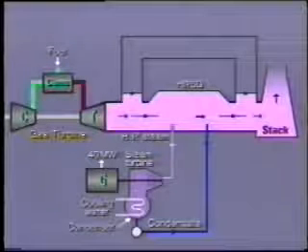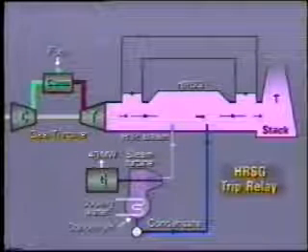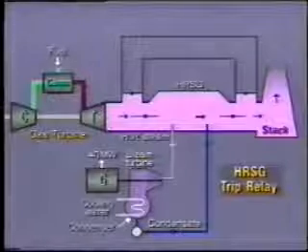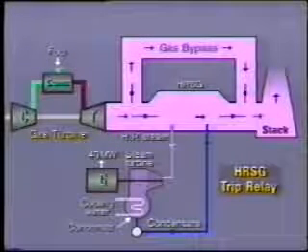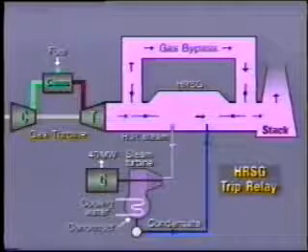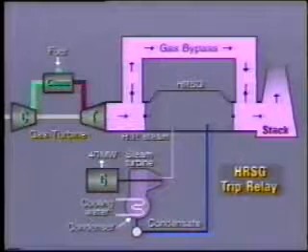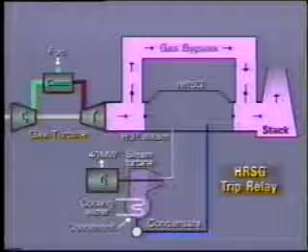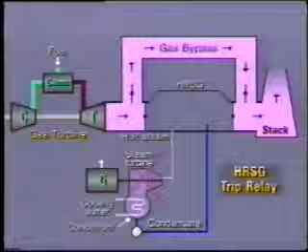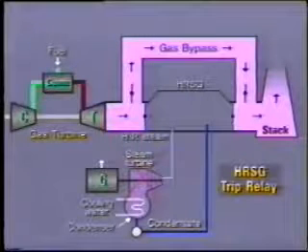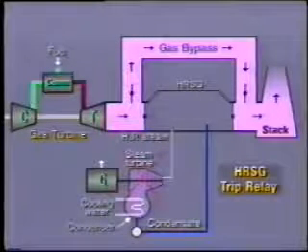Like all of our equipment, the HRSG will be tripped out of service if hazardous conditions arise. Operation of the HRSG trip relay performs the following functions: bypasses gas to the stack, closes the inlet gas damper so as to isolate the HRSG from the source of heat, trips the steam turbine in the case of a single HRSG feeding a single steam turbine.